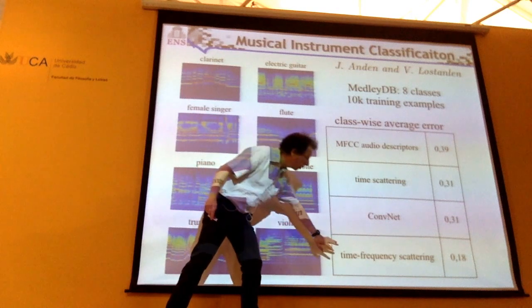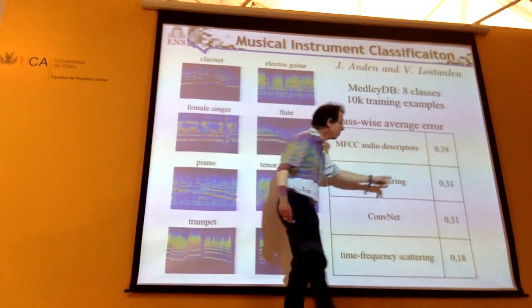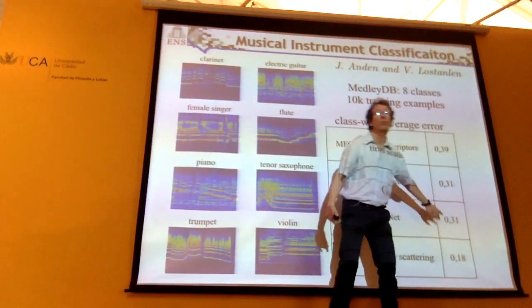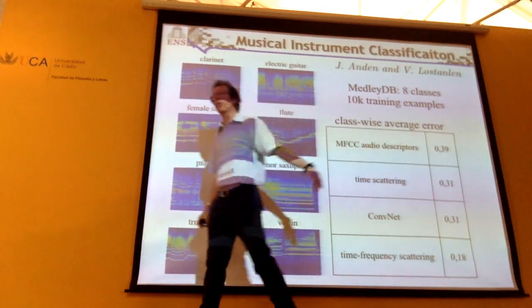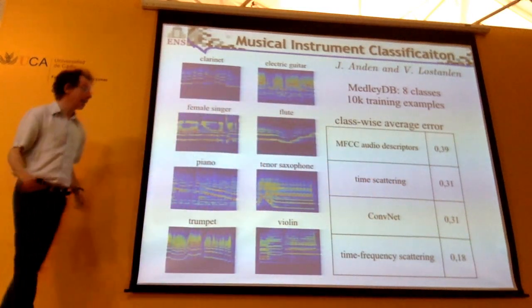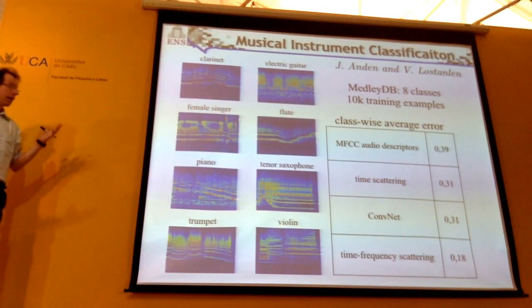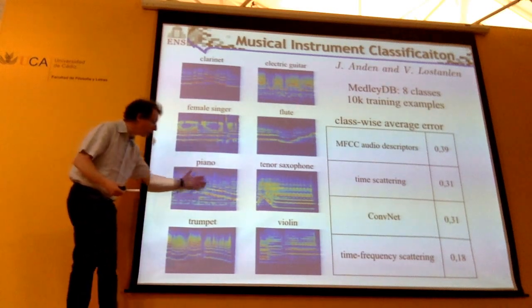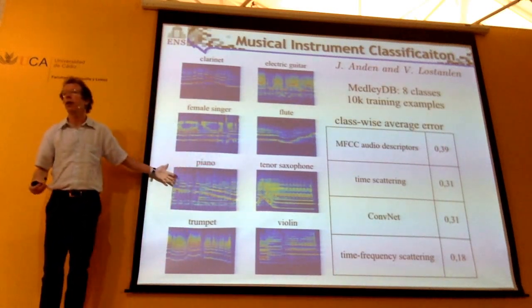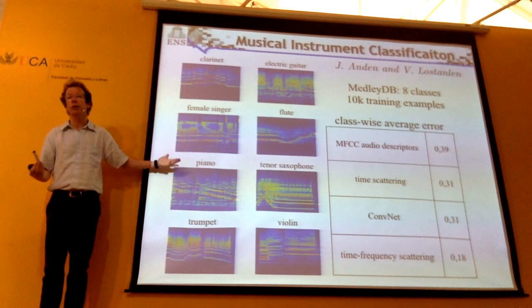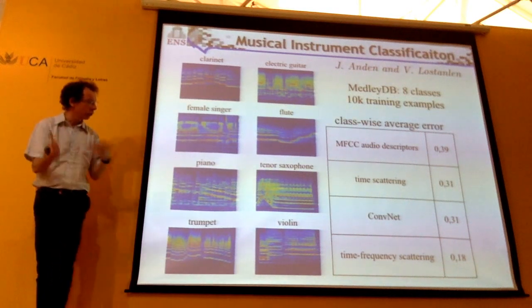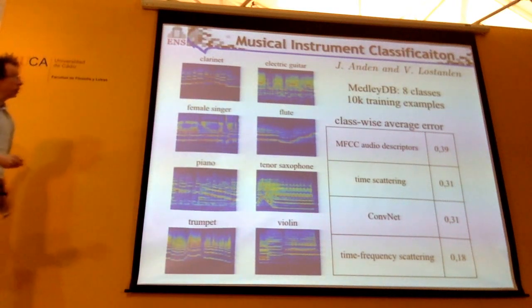And that's what you get with the time frequency scattering. And there is a huge jump. The error goes to 0.80. And in this case, it's because you see, the structure is obviously completely two-dimensional. The problem is hard because many sounds look alike, and also because you don't have so many examples.